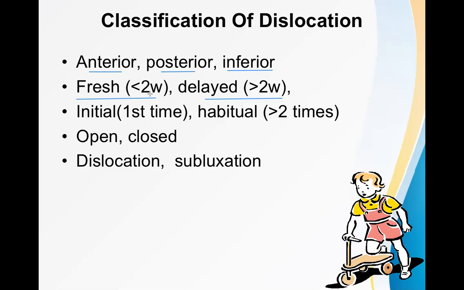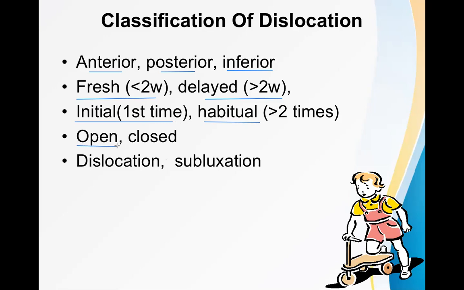We still call it a fresh type of dislocation, and delayed, if they ignore it, sometimes they don't even know the dislocation has happened there. In older people, it can happen, especially in the shoulder joint. So that is a delayed dislocation. Initial or habitual: habitual is more than two times, initial is the first time. So this is another type of classification.